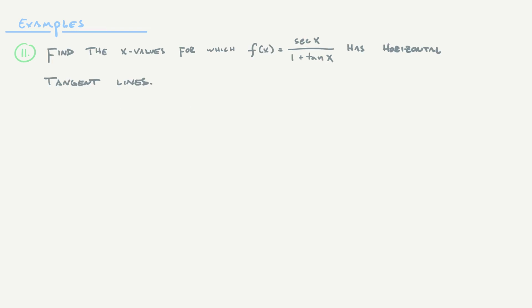Example number 2. Find the x values for which this f of x function, defined to be the secant of x divided by 1 plus tangent of x, has horizontal tangent lines. So we've got to keep in mind, what does that mean? What is a horizontal tangent line? Well, that's when your slope is 0.